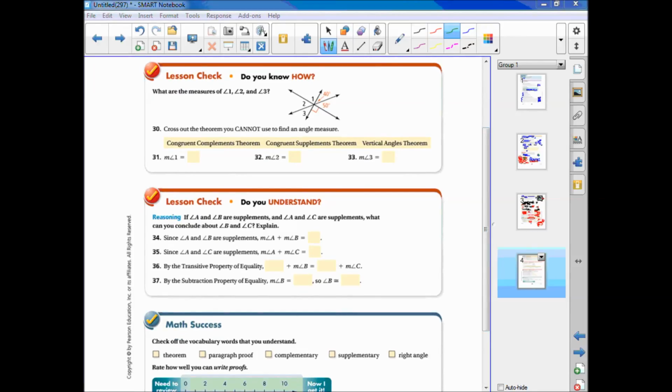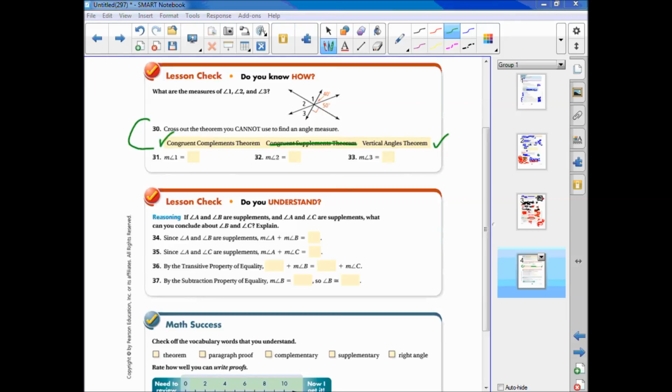So on our lesson check, we had what were the measures of angle 1, 2, and 3. And we have some stuff to help us get there. So cross out the theorem you cannot use to help you find an angle measure above. I don't think we could possibly use the supplements theorem. Supplements theorem is talking about two angles that are supplementary to the same angle. And none of these angles are supplementary with each other at all. We're definitely going to use the vertical angles theorem. And if we really wanted to, we could use the congruent complements theorem because a lot of these pairs of angles add up to 90.